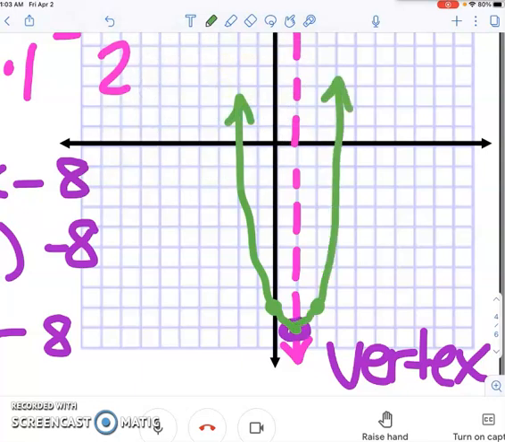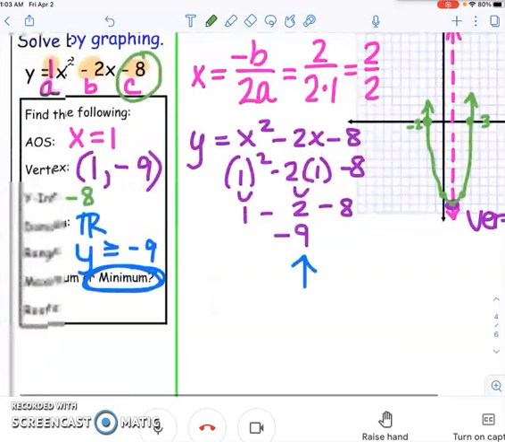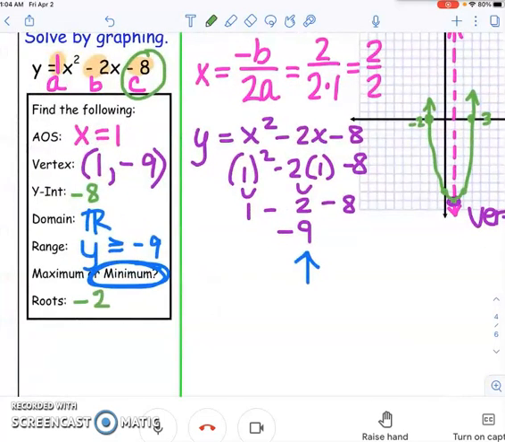So looking at my graph, my estimates are here and here. So that would be what points? -2, this one's -2, and then this one is +3. So those are my estimates, -2 and 3. So we're estimating where it crosses through the x-axis.